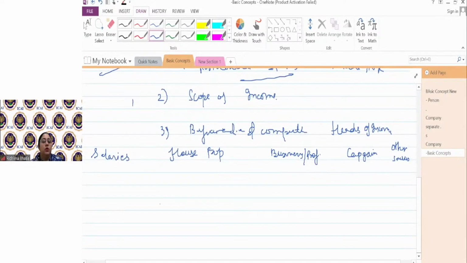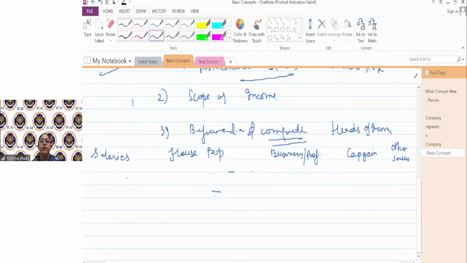So the total income would be the sum of the income earned in these five heads. You have to compute the income under these five heads. It is not that whatever is your earning would be the income. There are different computation methods for different types of income.